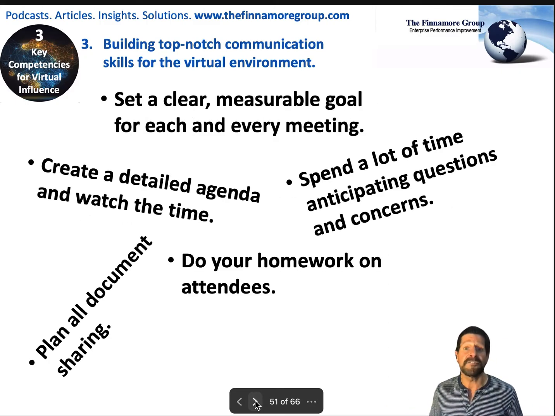So here's what you need to do. First, set a clear, measurable goal for each and every meeting. Now, this has got to be specifically, what decisions do you want them to make? What conclusions do you want to reach? What step in a given process do you need to get to? Be specific. Then create a detailed agenda. Detailed. Remember, what is an agenda? An agenda is the list of decisions to reach the goal that you just created earlier.